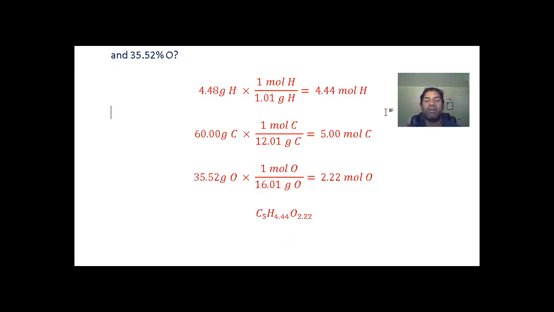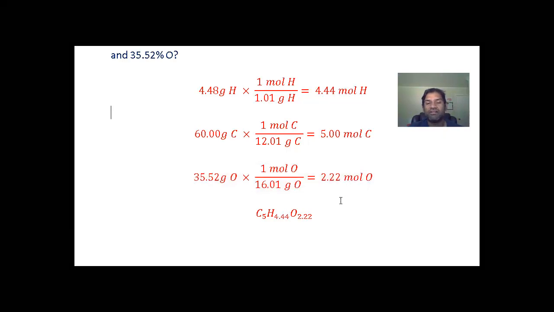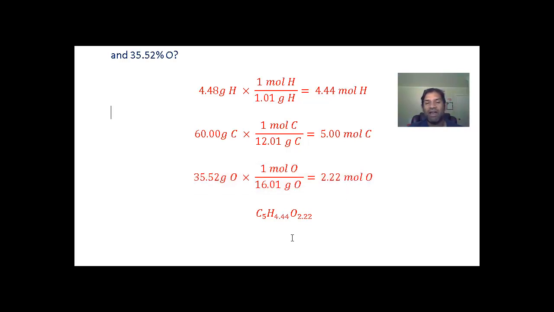So our formula now is C5H4.44O2.22. Obviously, we can never have a molecule or a compound with decimals. So we will do the normalization process here. I will divide everything by 2.22, so 5 divided by 2.22, 4.44 divided by 2.22 is actually 2, and 2.22 divided by 2.22, we're normalizing everything against oxygen, the lowest number, and that's going to be 1.